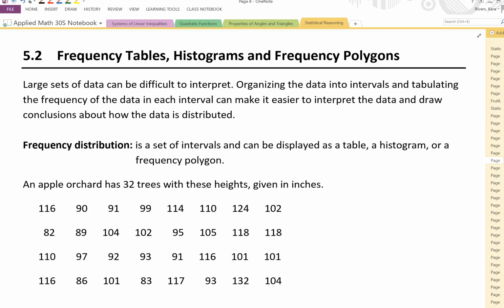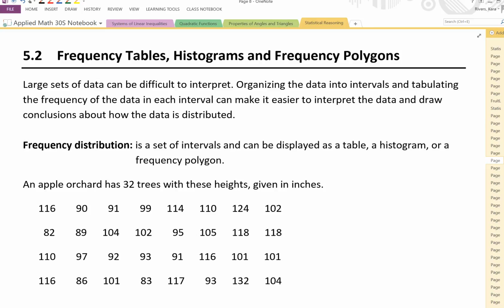So one of the things we're going to be doing is making a frequency distribution. And what that is, is a set of intervals. It could be displayed as a table, a histogram, or a frequency polygon. So I'm going to show you all those different formats, and that's all that we're going to be doing in this lesson. Then you're going to get a chance to practice this.